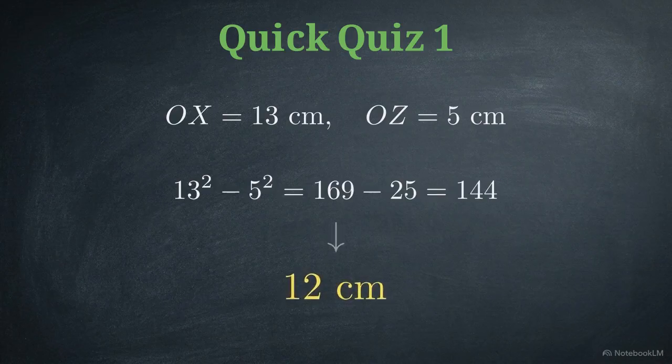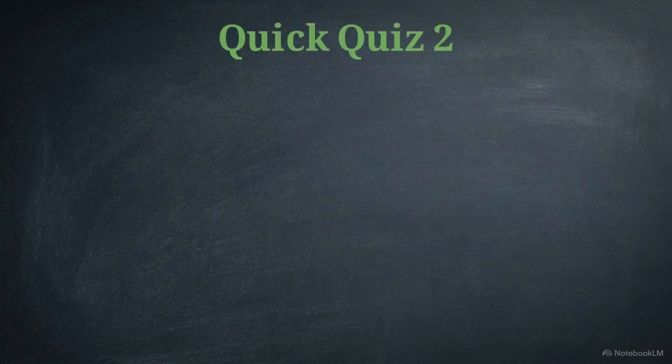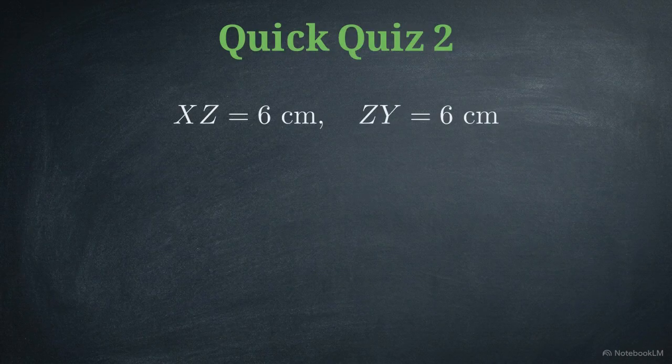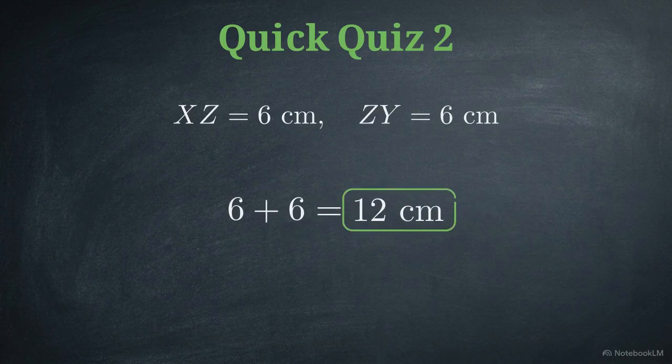Quick quiz 2. If you find that the half length XZ is 6 centimeters and ZY is 6 centimeters, what is the total chord XY? You apply the doubling rule. 6 plus 6 gives you 12 centimeters.